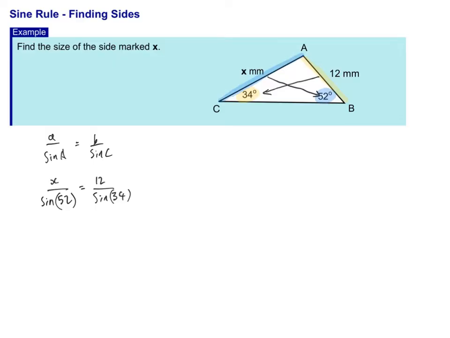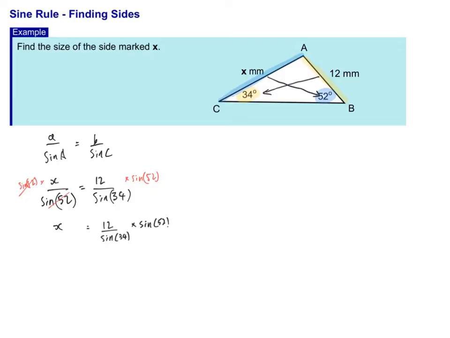I've got an equation here. I'm trying to figure out X. I've got X divided by the sine of 52 is equal to all of this here. Sine of 52 is just a number. So if I want to get my X on its own, I can multiply each side of my equation by sine 52, and that will cancel out the divided by sine 52 there. So that will give me X equals 12 over sine 34, and all of that times sine 52.